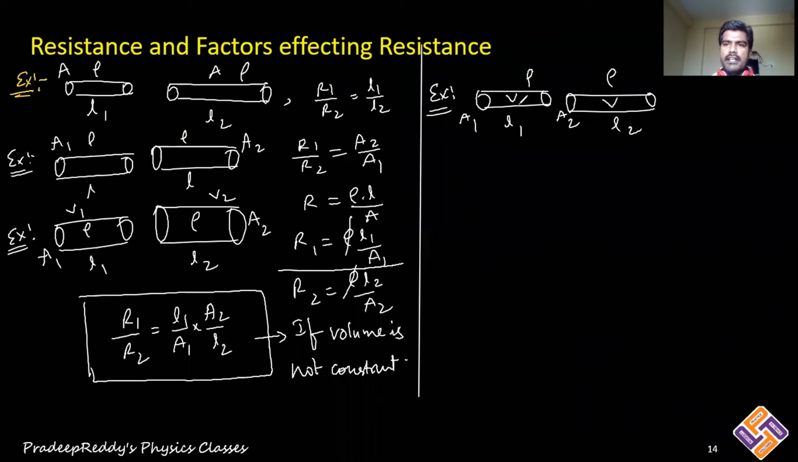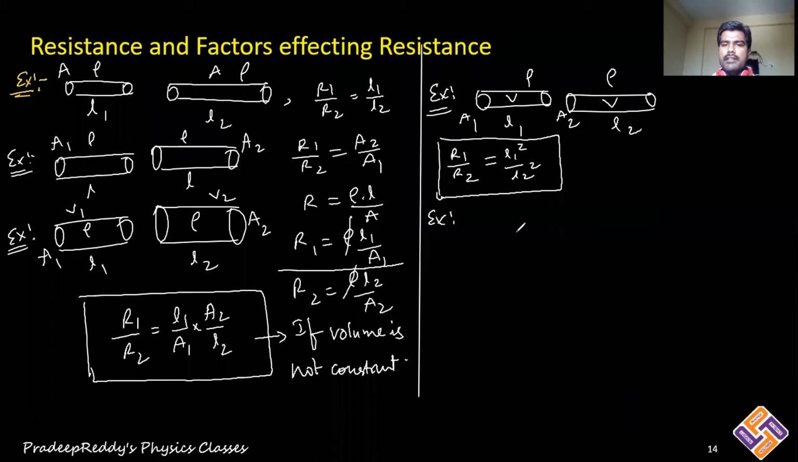So if this is the condition, the same conductor you are taking and you are squeezing it or elongating it, in such case R1 by R2 is equal to L1 square divided by L2 square. This is what you will be using. Okay, this is one example.